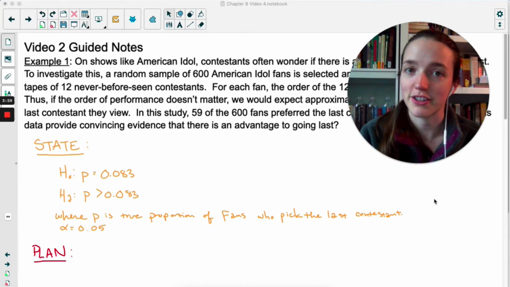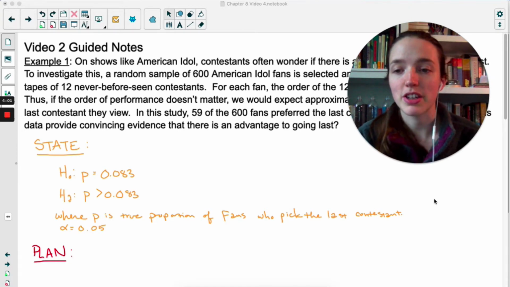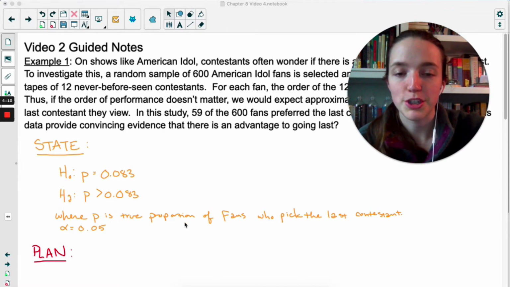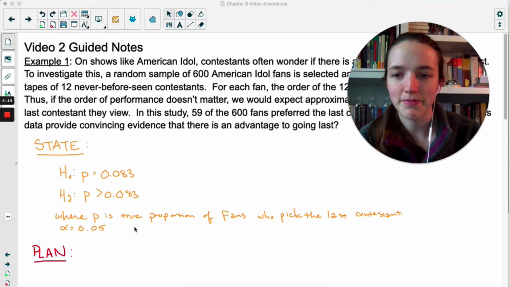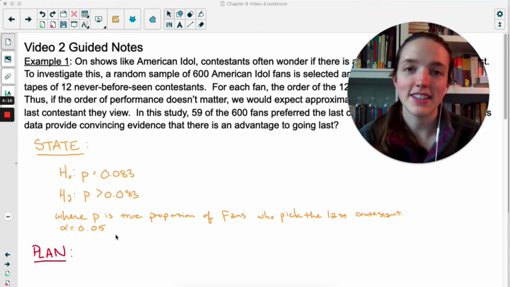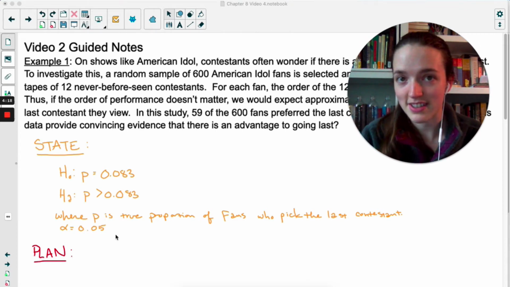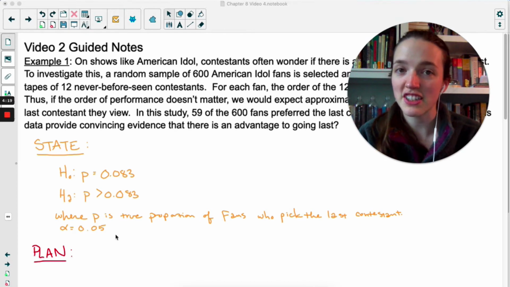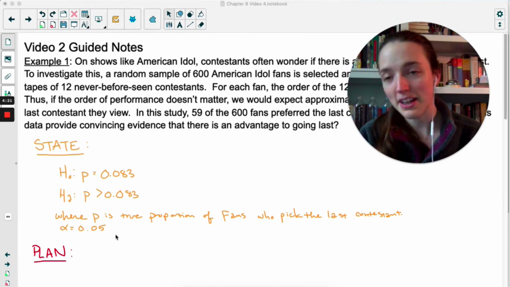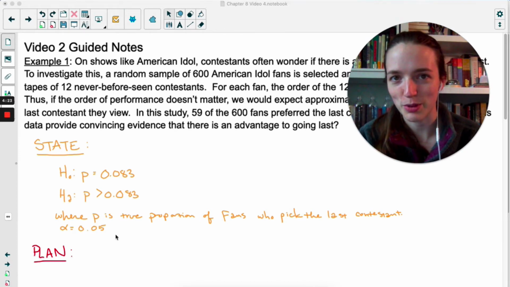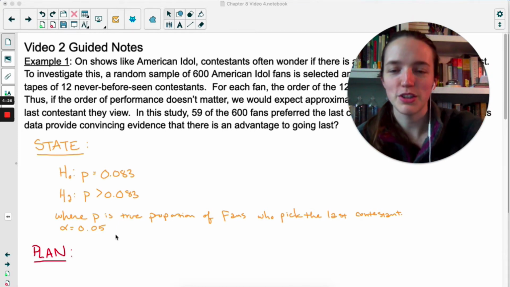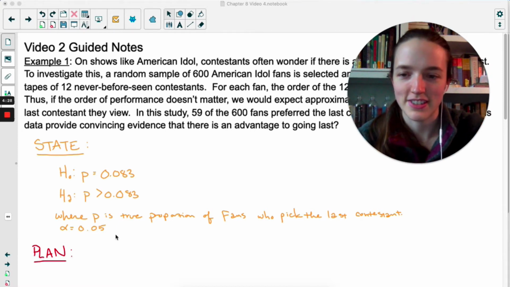Your teacher might tell you to do something different. I'm okay with just null and alternate in symbols and then a sentence saying what your parameter is. If you didn't say where p is the true proportion of fans, I would mark this wrong, because how am I supposed to know what p represents? It's also a good idea in the state step to say what your significance level is. It would be considered cheating to do the entire test and then go back and decide what your significance level was. So we'll use 0.05, that's kind of our standard significance level.